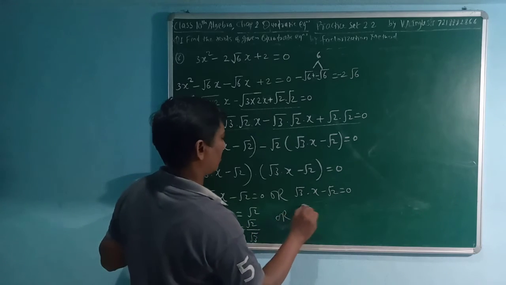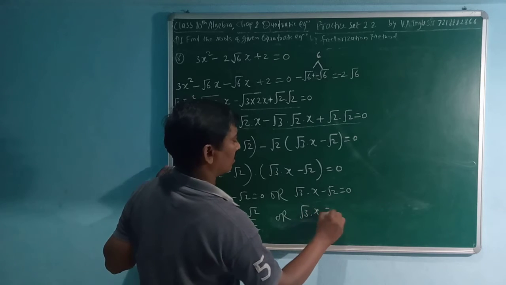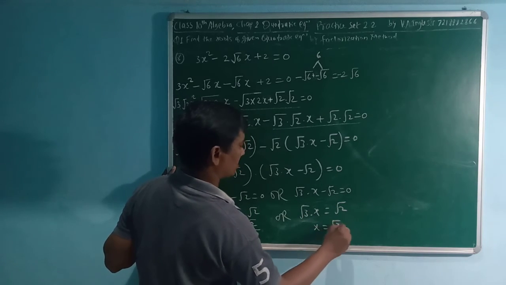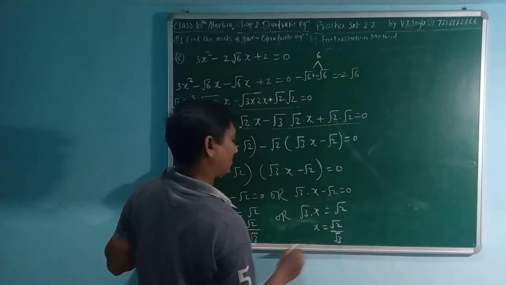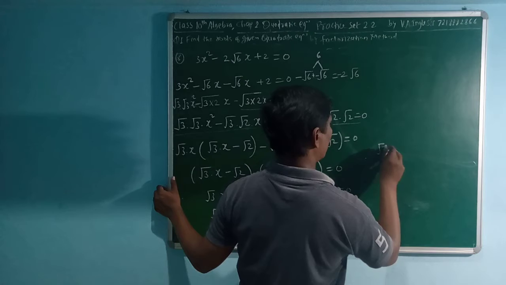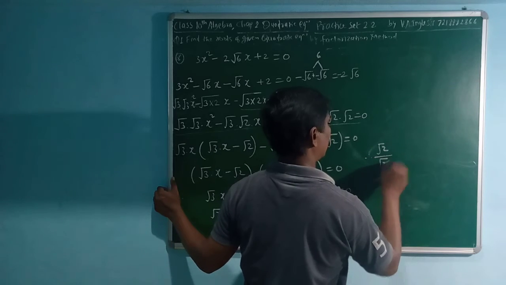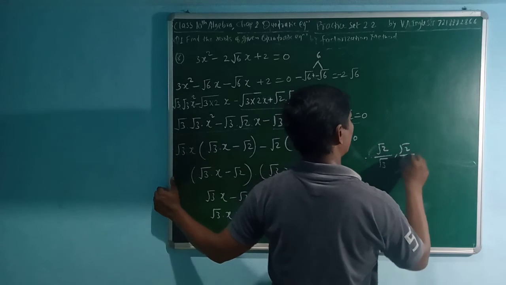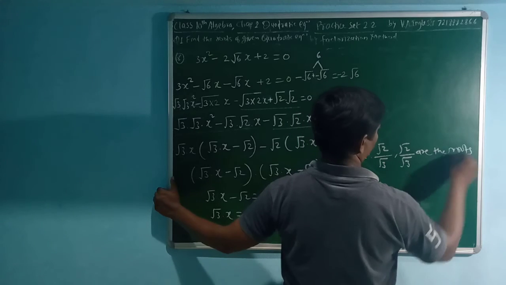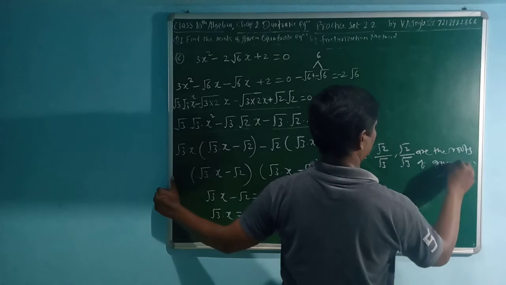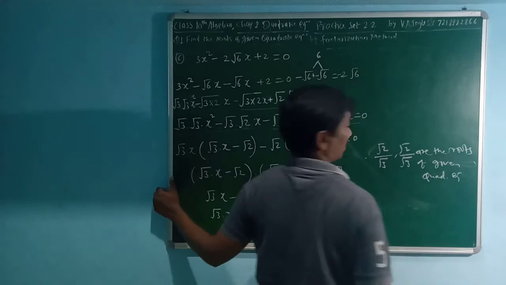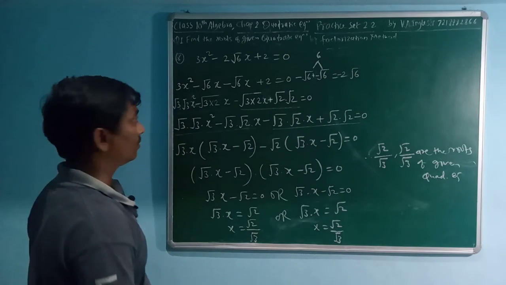Here also, if you take this minus root 2 to the right hand side, this will become like this. So root 2 by root 3 and root 2 by root 3 are the roots of the given quadratic equation, okay, understood.